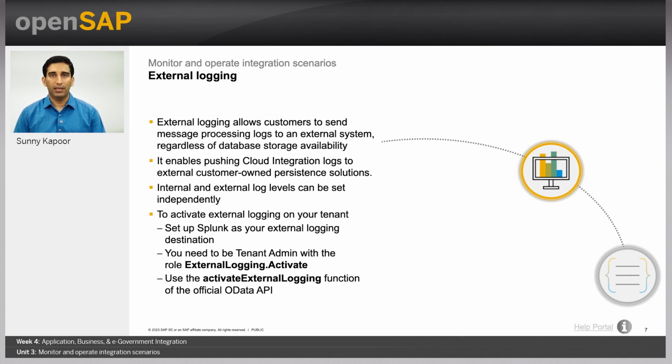First, set up Splunk as your designated external logging destination. As a tenant admin with the role external logging.activate, you have the necessary permissions to proceed. Then, utilize the activate external logging function available in the official OData API to initiate the activation process. The log label for integration flows can be independently configured for both standard monitoring and the external logging system.